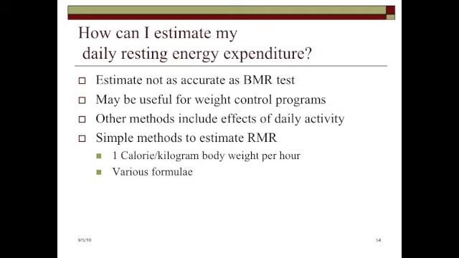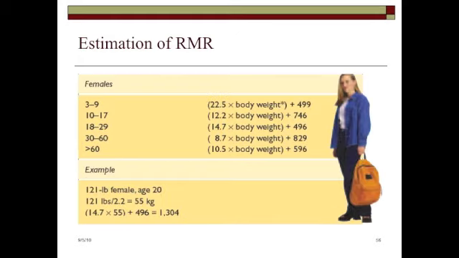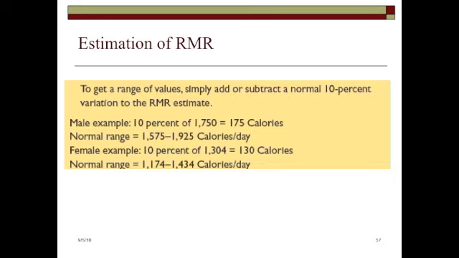One way to calculate your daily resting energy expenditure is to take 1 calorie per kilogram of body weight per hour. Another method is to just take your weight in pounds and add a 0. We'll use these charts for class. This is the male and this is the female for estimating RMR. This formula will help you in calculating your resting energy expenditure.